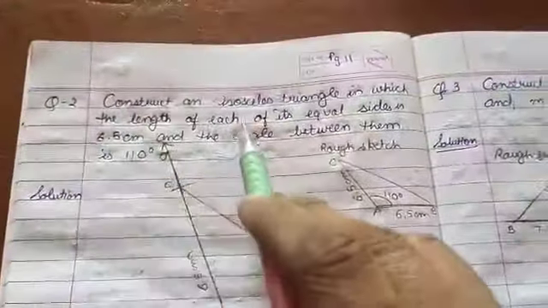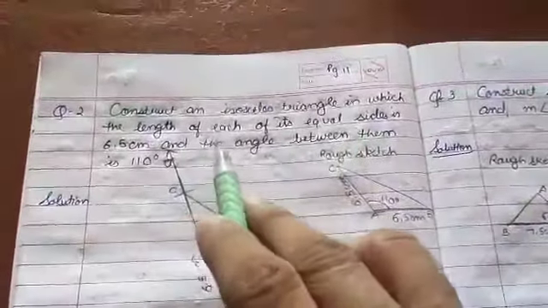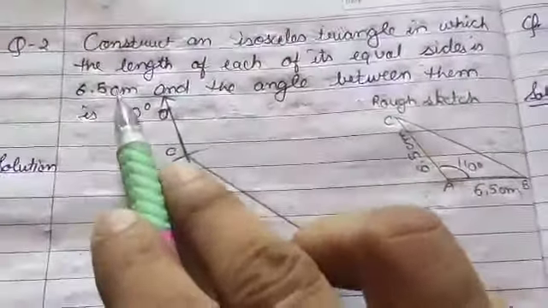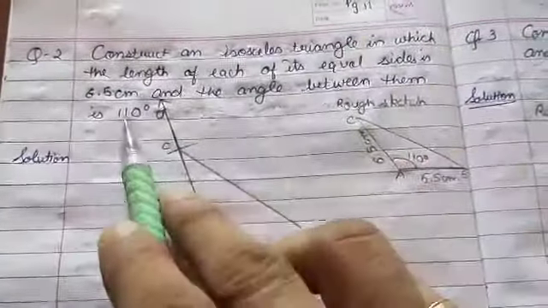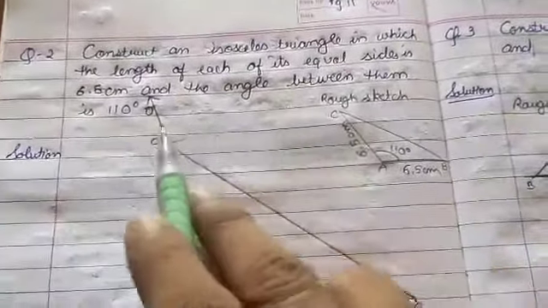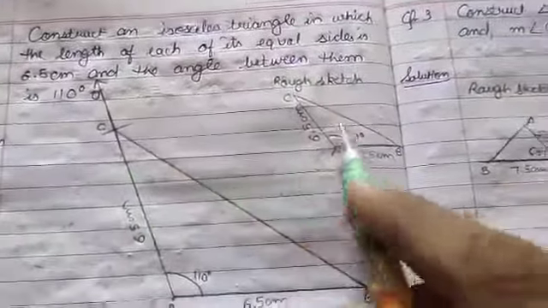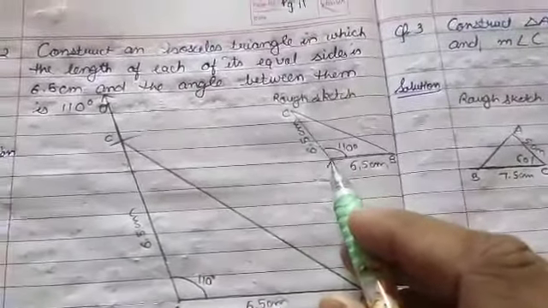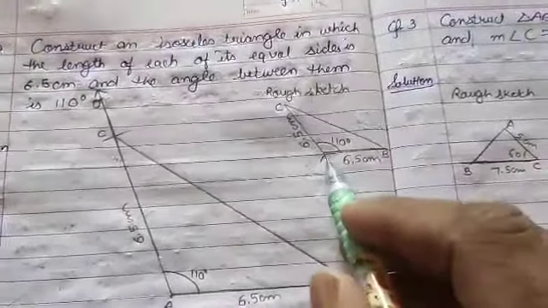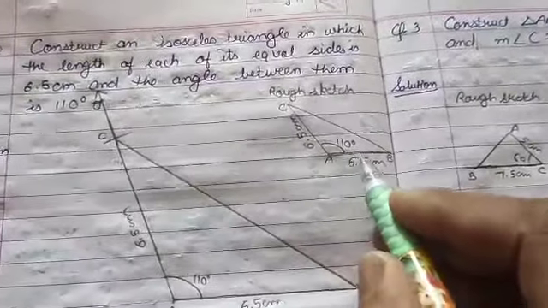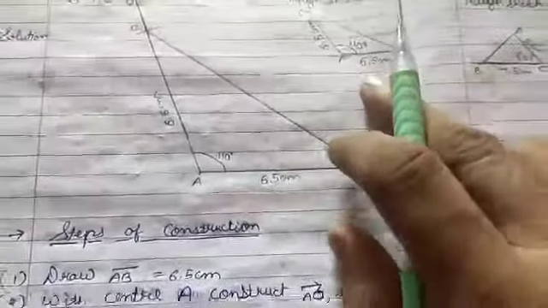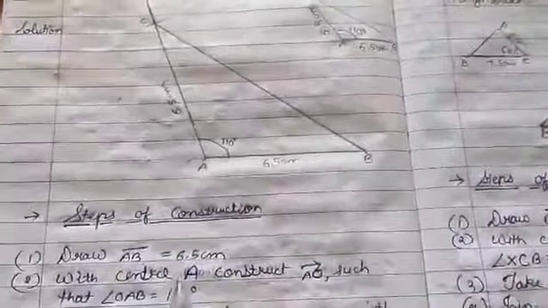Now question number 2. Construct an isosceles triangle in which the length of each of its equal sides is 6.5 and the angle between them is 110 degrees. Now we have to construct an isosceles triangle. Here also two sides and one angle are given. Try to draw a rough sketch: I had taken triangle ABC, whose angle is 110 and the equal sides are 6.5 and 6.5. Now by observing this rough sketch we will try to construct this main triangle.